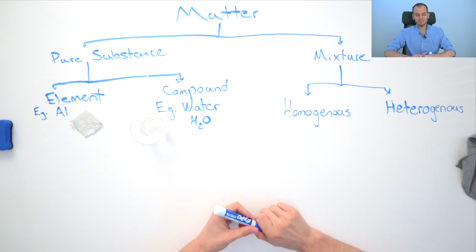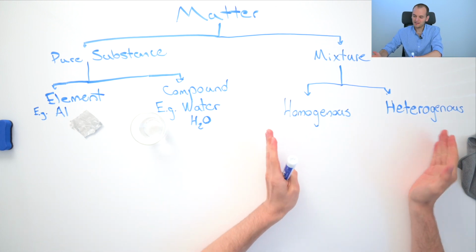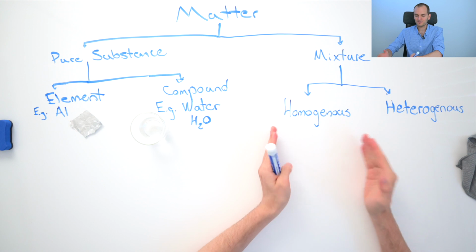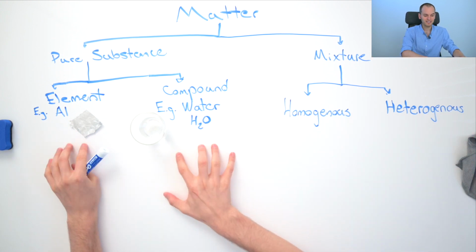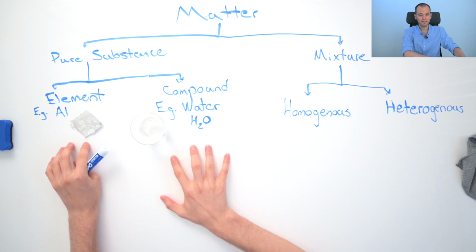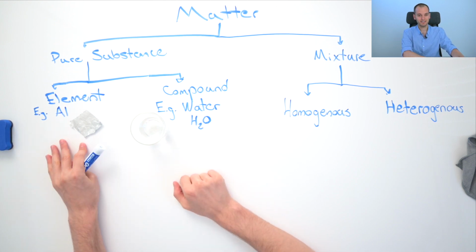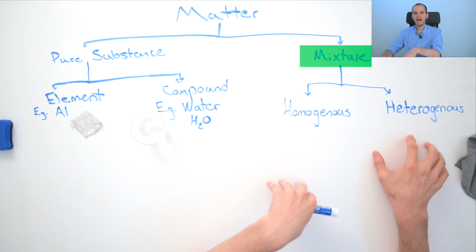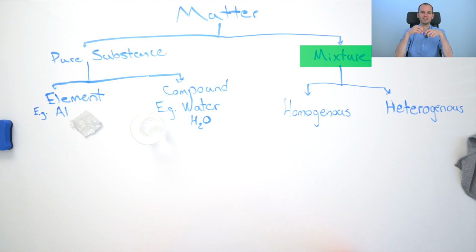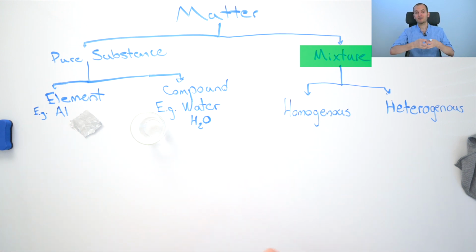Then an example of this other category over here, the mixture category, we have homogeneous and heterogeneous. These differ from these two because these are pure, as in they're only made out of one thing, be it a compound or be it the element. With mixtures over here, now we have a combination of either compounds or elements or both that are separate.